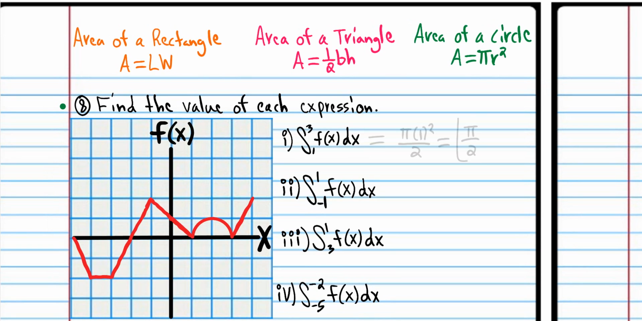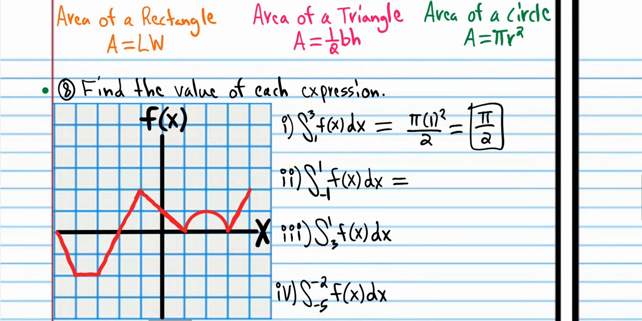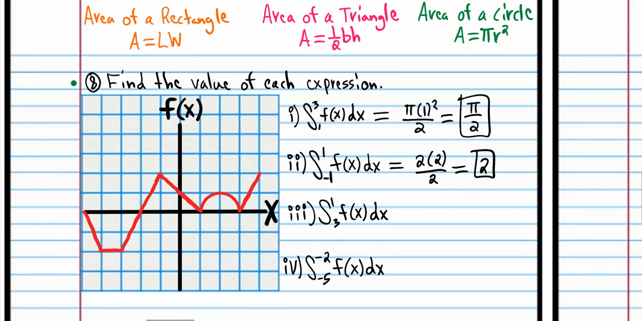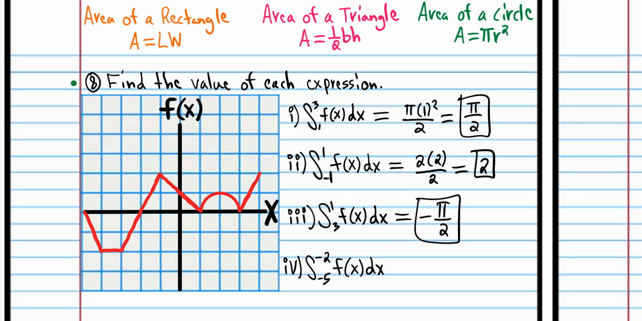Okay, we're back. So if you got that right, excellent. Go ahead and try number 2, and when you come back we'll do it together. Okay, we're back, and so the area is exactly 2. So if you got that right, excellent. Go ahead and try number 3, and when you come back we'll do it together. Okay, we're back. So if you got that right, excellent. Try number 4, when you come back we'll do it together.